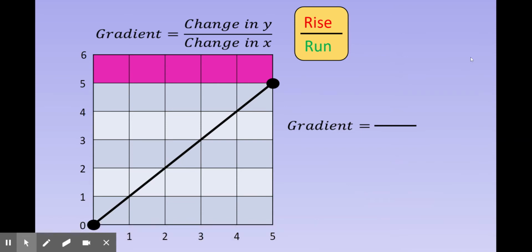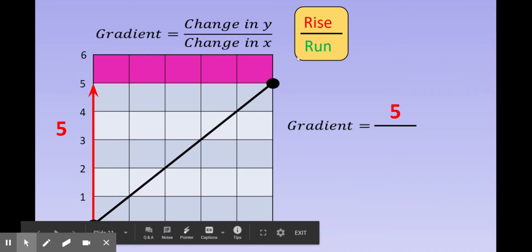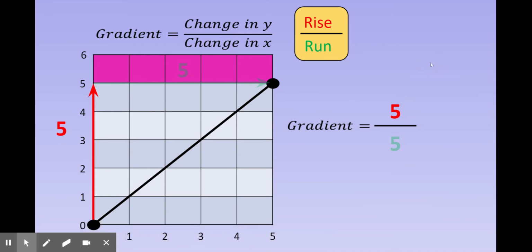Now let's see how we can calculate the gradient. The formula is change in y over change in x. And this formula, rise over run, really helps us to identify the gradient. It's the rise. So from one point to another point, we're rising by 5. We are running 5 across. So it's 5 divided by 5, which equals 1.